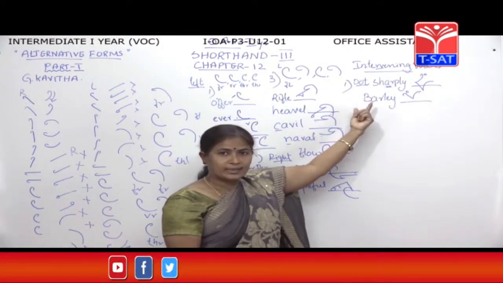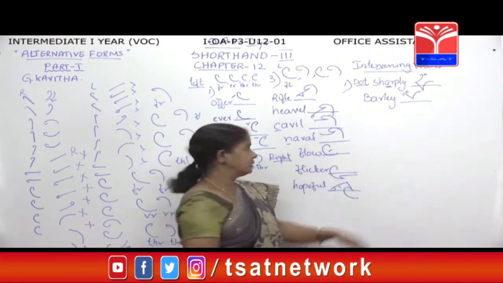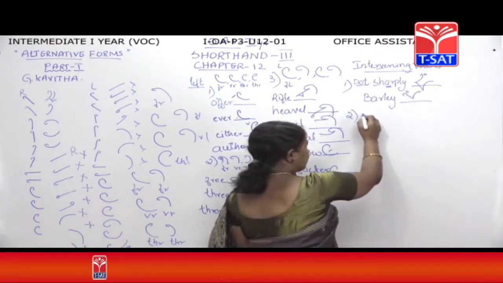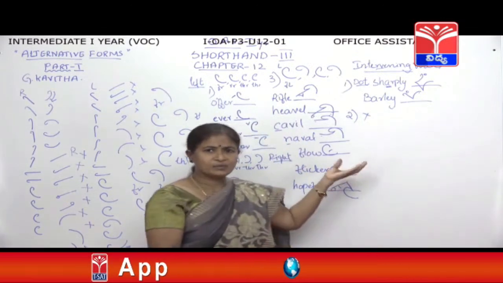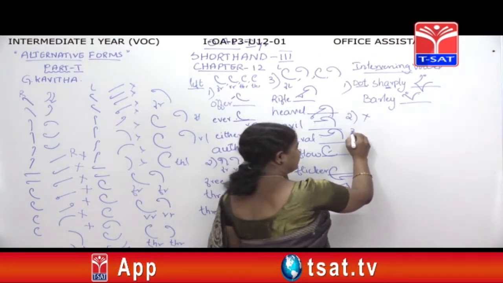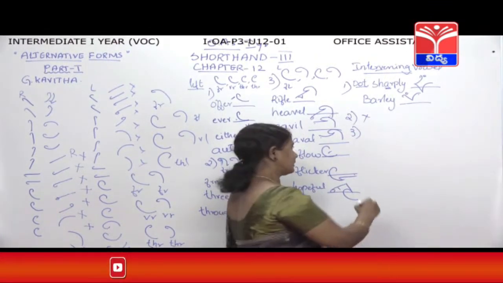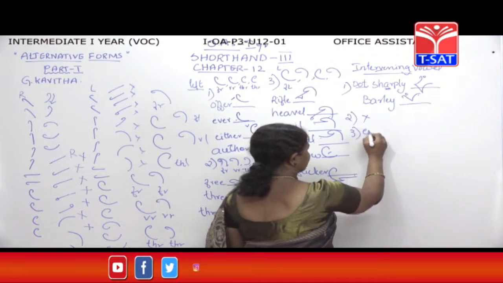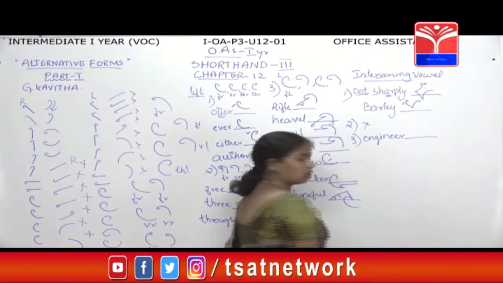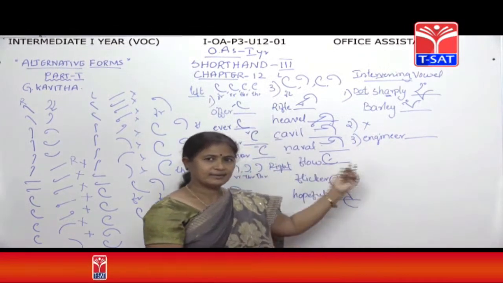If a dot vowel comes in between ish and R. Suppose a second place dot vowel, almost it will not come. We don't have any second place vowel coming in between strokes and hooks. Okay. Third place vowel will come. Example, engineer. How do we write? Engineer.